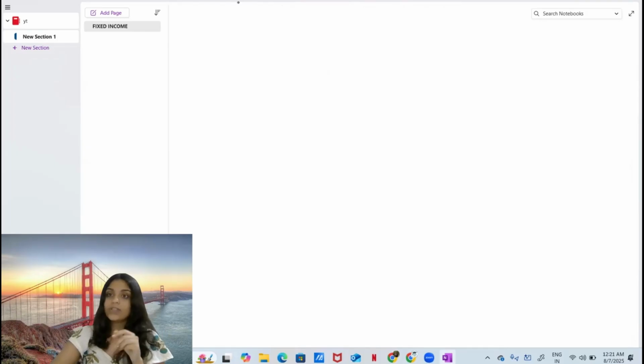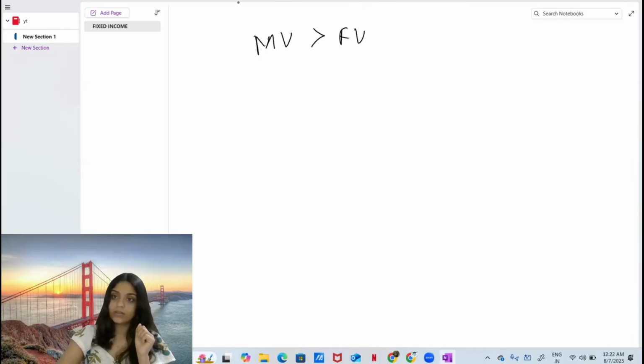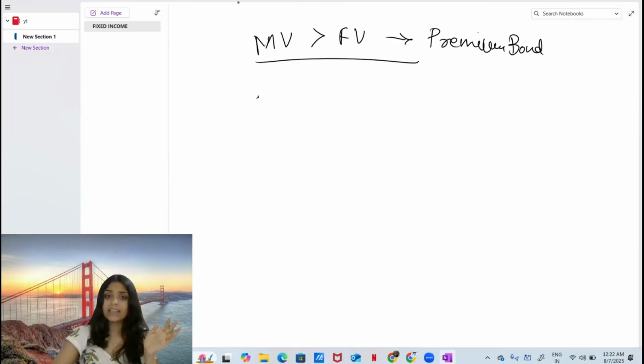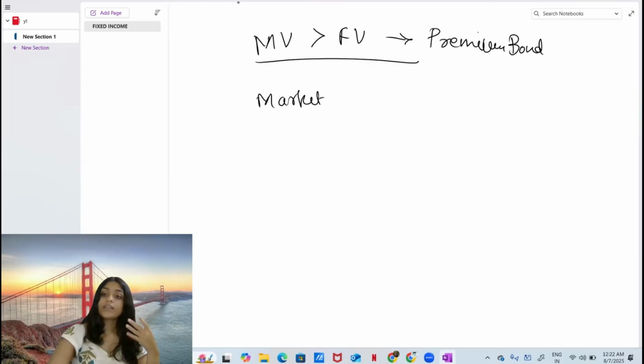There are a few things that you need to know. For example, if market value of the bond is greater than the face value of the bond, it is always a premium bond. So why is it a premium bond? For example, suppose the entire market is giving or issuing the bond with a coupon or the interest of 6%.